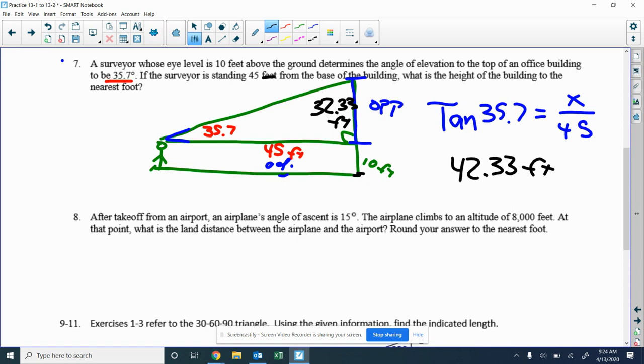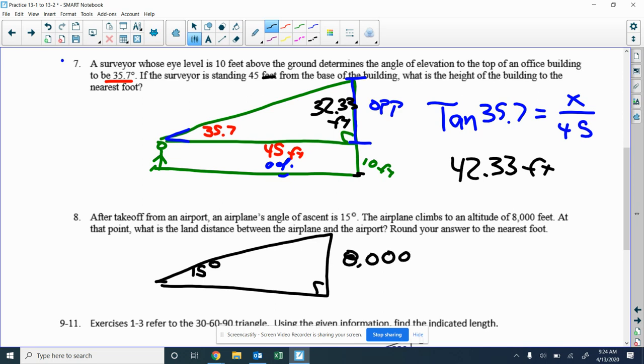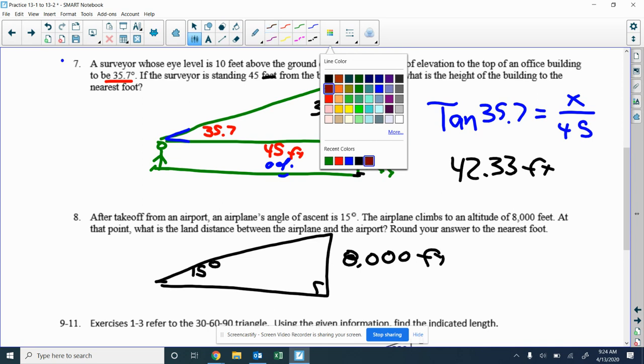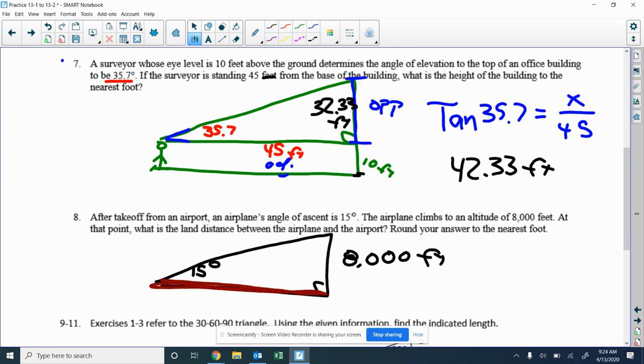Next one is takeoff of an airplane. So it climbs, very similar. So our airplane, I like to draw out a little right triangle here. So we have a 15-degree angle here. It climbs to an altitude of 8,000 feet. And at what point is it a land distance? So we're talking about land distance here. So that would be this bottom part right here. So this is the opposite again. This is your adjacent. So we are looking at the tangent function.